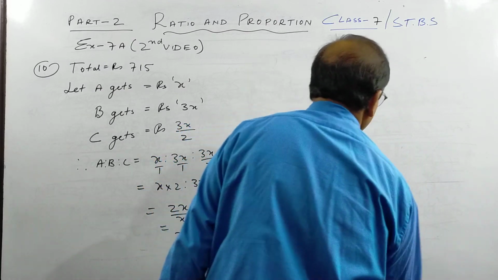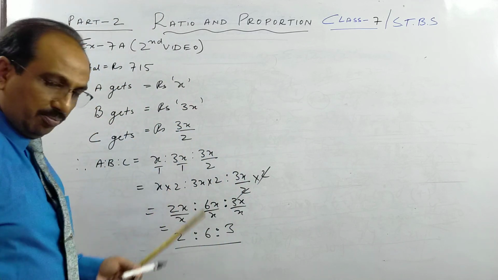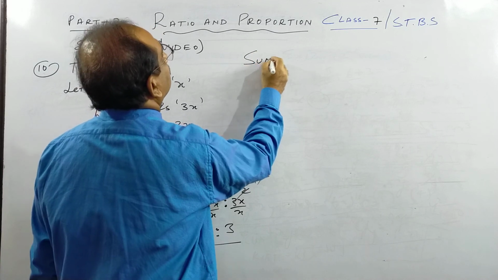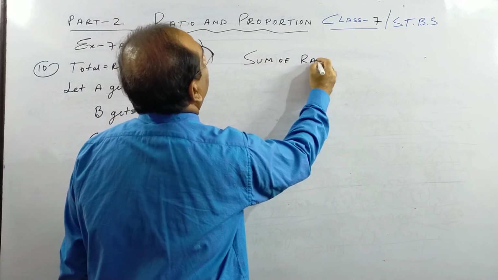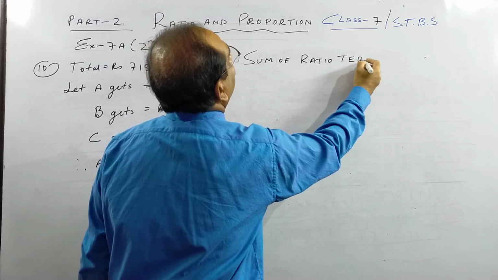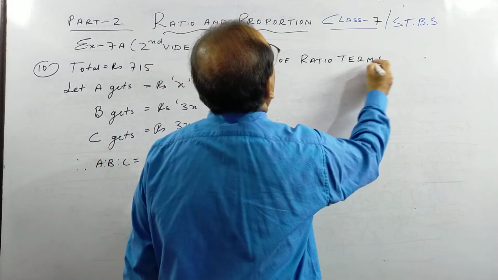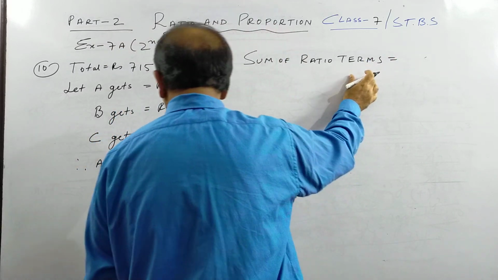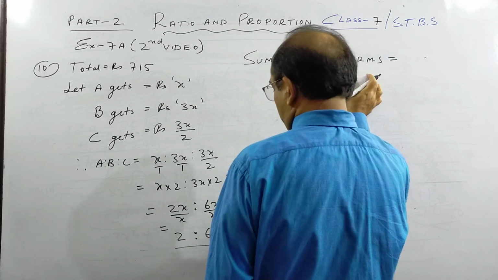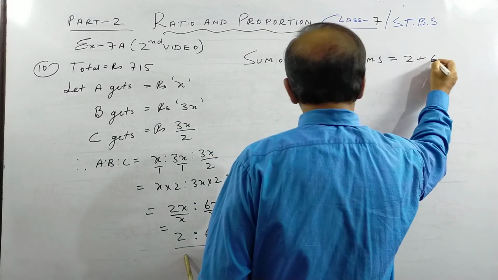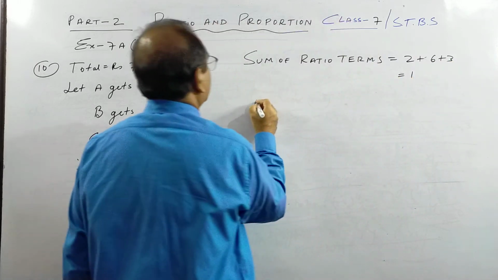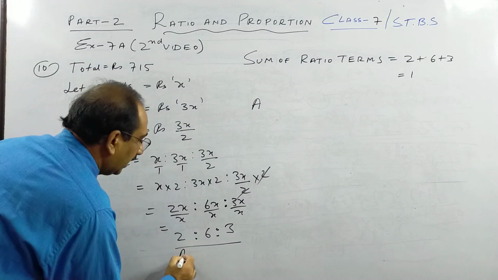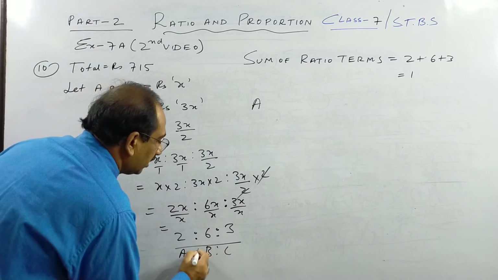So one step, children, if you see, I have multiplied and then I have divided. So finally we have to get each share. As you know, sum of ratio terms, some people call it sum of ratio, but better is sum of ratio terms. The word terms is important, which is excluded by many people. So what we get, 2 plus 6 plus 3, so it is 11. So finally if total 11 is there, A will get 2, B will get 6 and C will get 3.